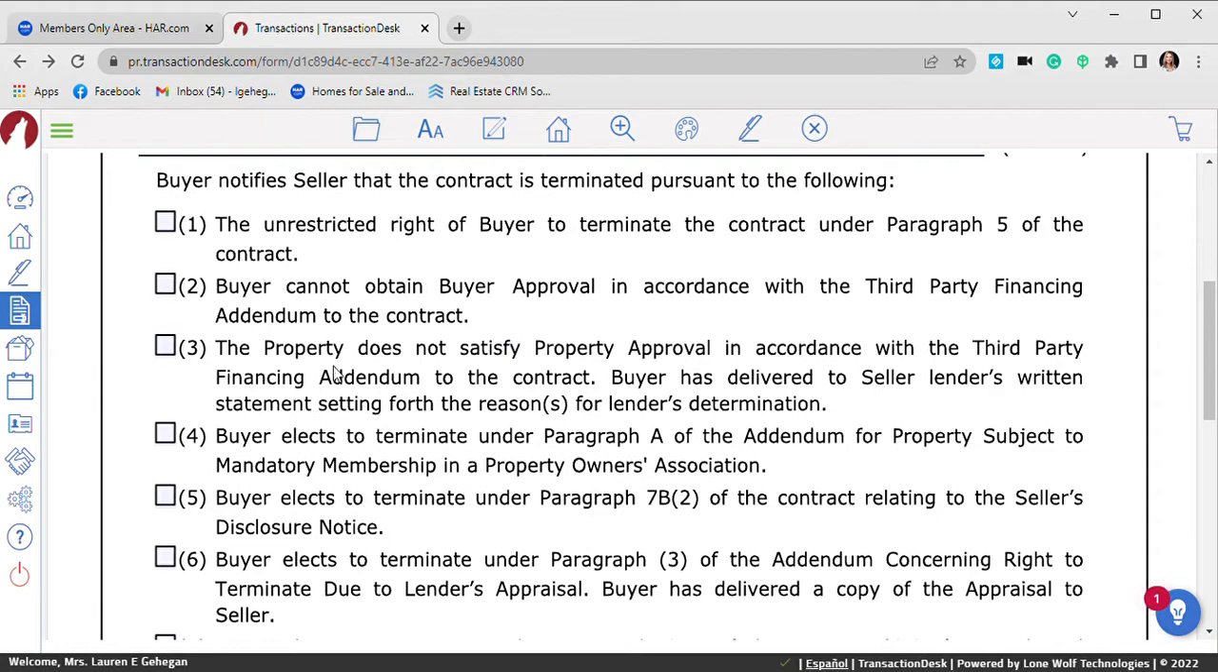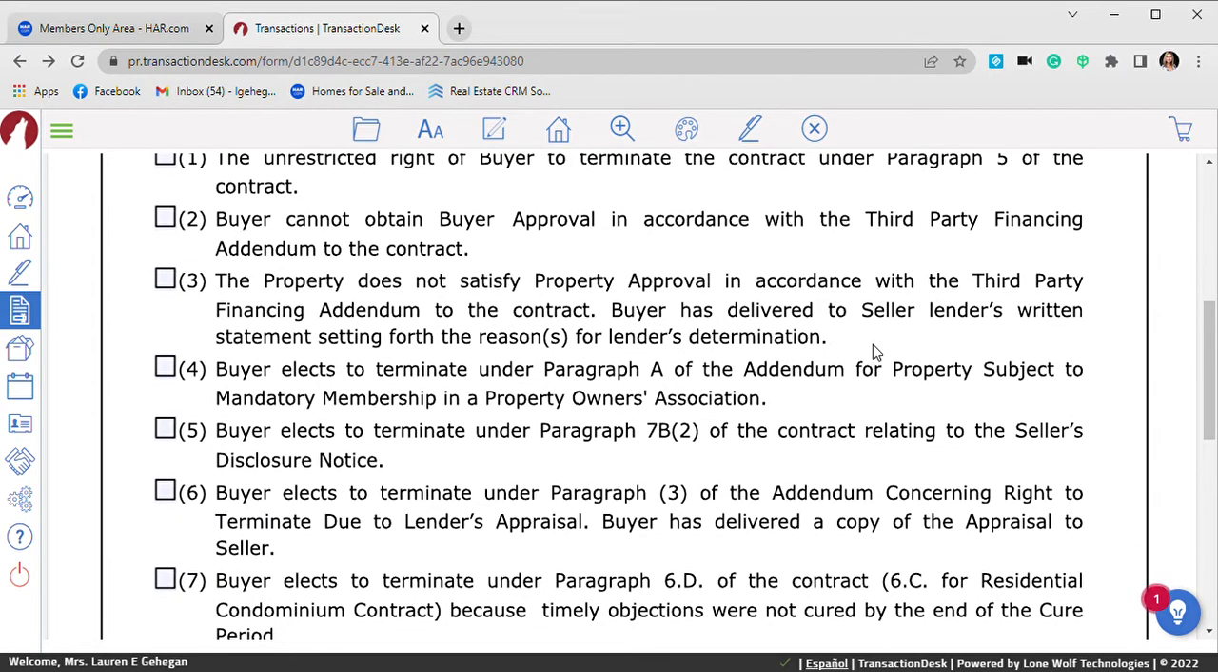The next one, number 3, is the property does not satisfy property approval in accordance with the third-party financing addendum to the contract. The buyer has delivered to the seller lender's written statement setting forth the reasons for the lender's determination. Usually this is pertaining to if an inspection was done and there are a lot of things wrong with the property that are big major ticket items. The lender will at that point let you know if they will or will not provide a loan for the property, depending on the condition of the property.